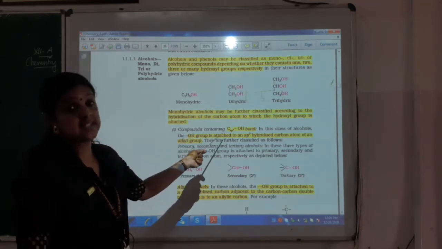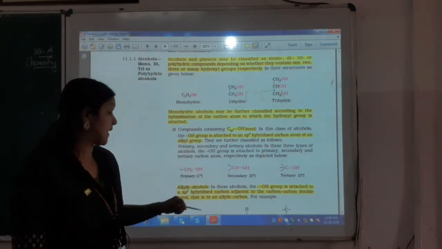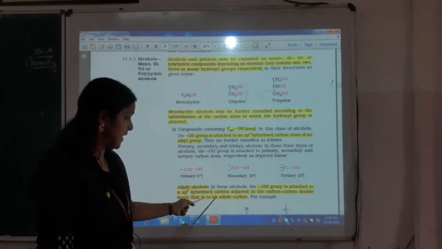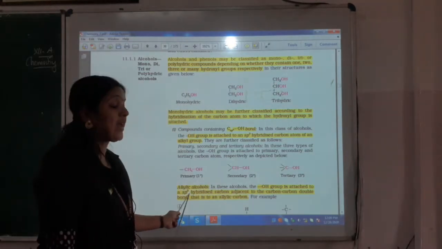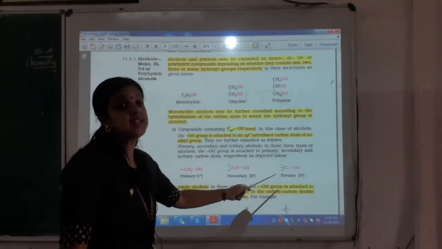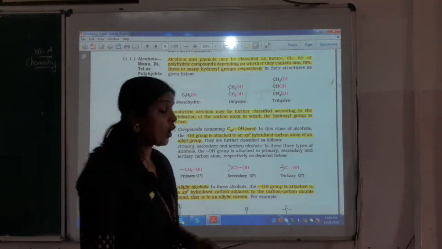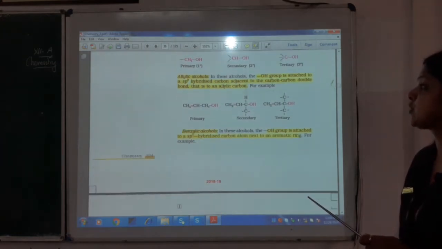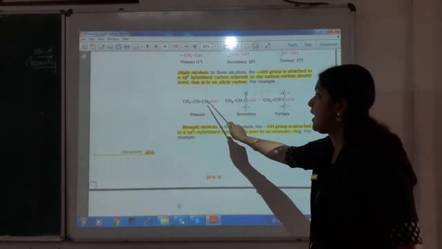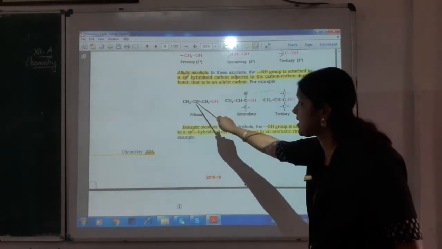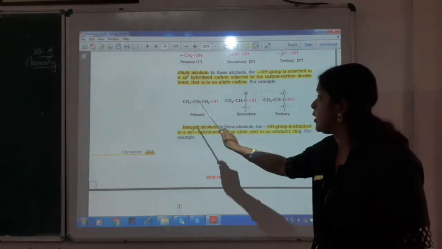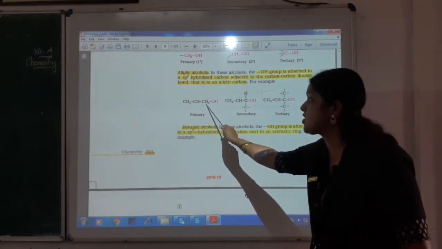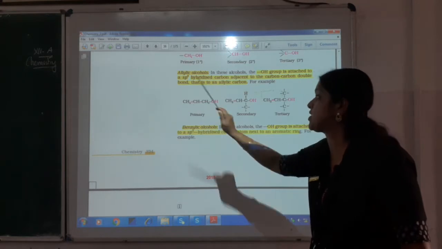After this C-sp3, we have one more branch which we call allylic. Remember allylic haloalkane, children? Yes. The OH group is attached to an sp3 carbon which is adjacent to the carbon-carbon double bond. It is not directly attached to the carbon-carbon double bond, but it is adjacent. If you see the example here, the OH is attached to a carbon atom which is attached to the carbon that is doubly bonded. Not this carbon is double bonded, but the carbon which is holding the OH is attached to the adjacent carbon which is double bonded.